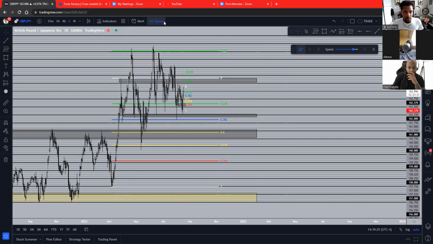So basically, hold on, let me get out of replay. This daily fib right here is my main fib. If price comes down to the 0.382 or 0.5, that's where I know I have the strongest levels.